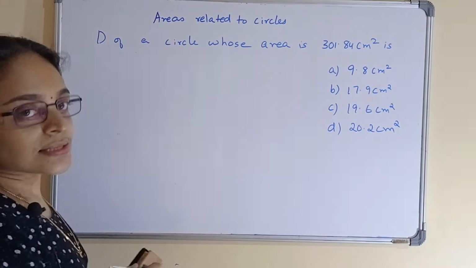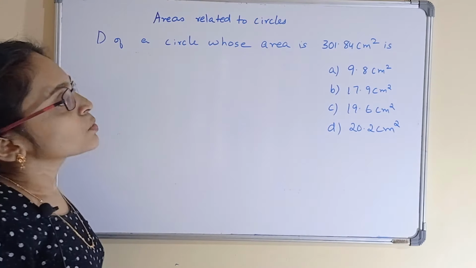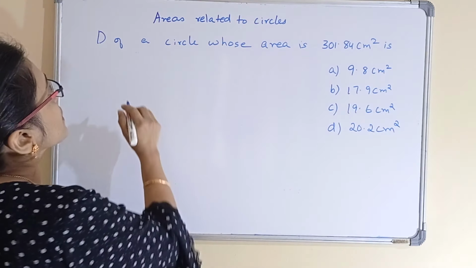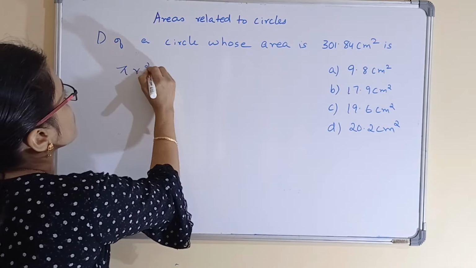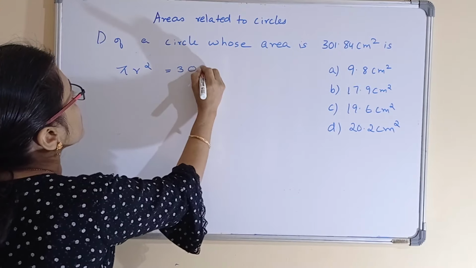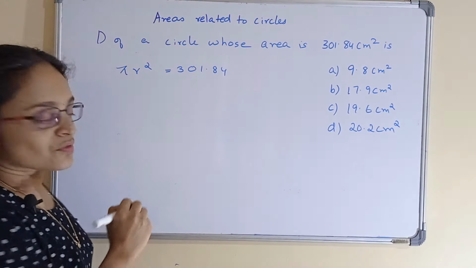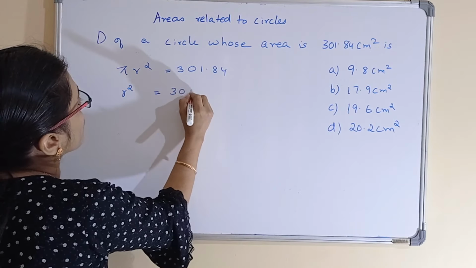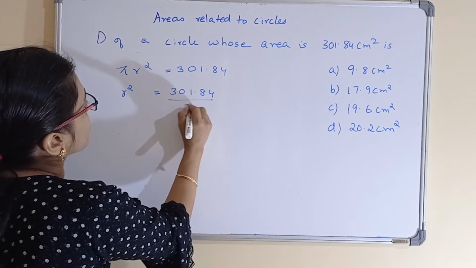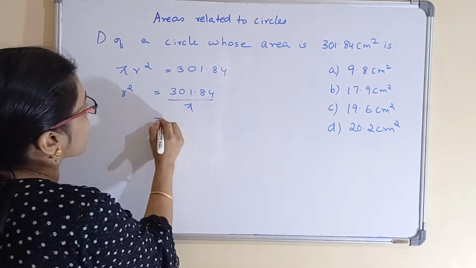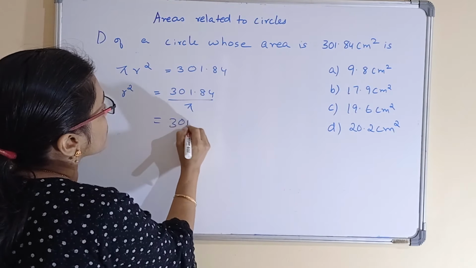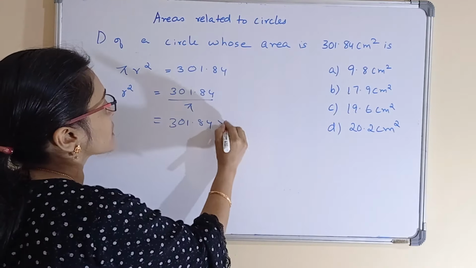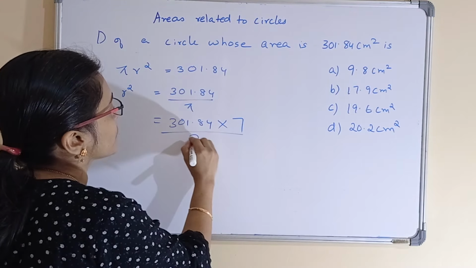Okay. Next is, find the diameter of a circle whose area is 301.84 centimeter square. So pi r square is equal to 301.84, which means r square is equal to 301.84 divided by pi, and that is equal to 301.84 by 22 by 7. When you take the reciprocal, you will get this as into 7 by 22.